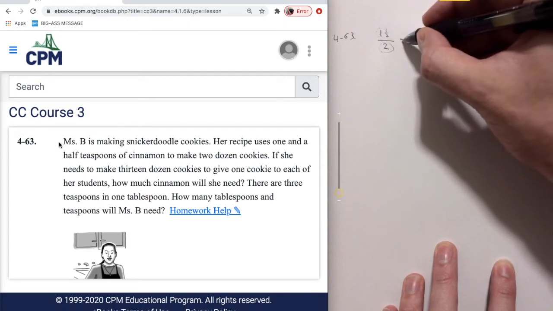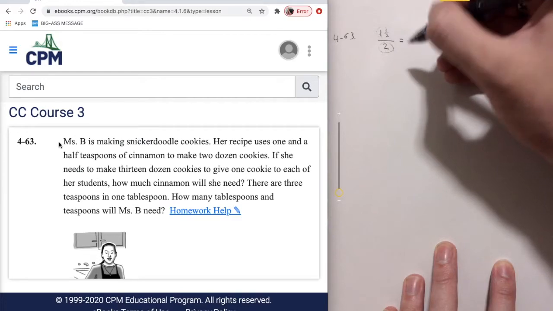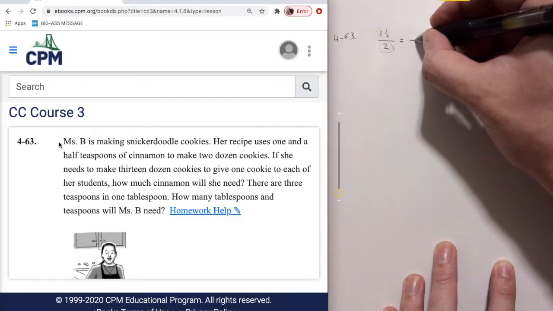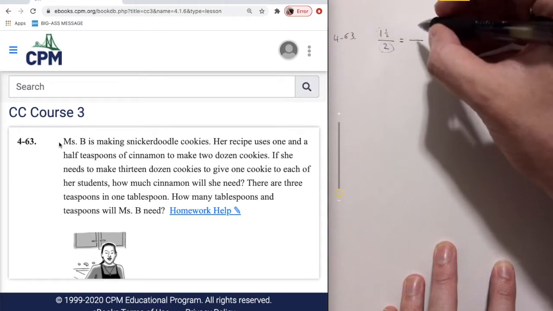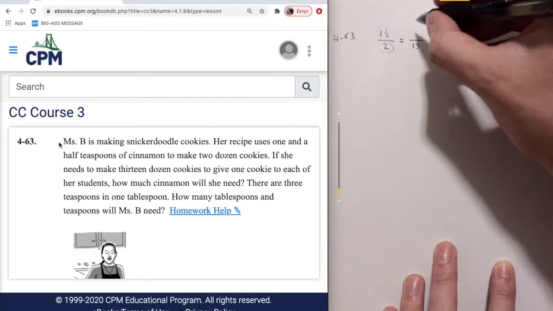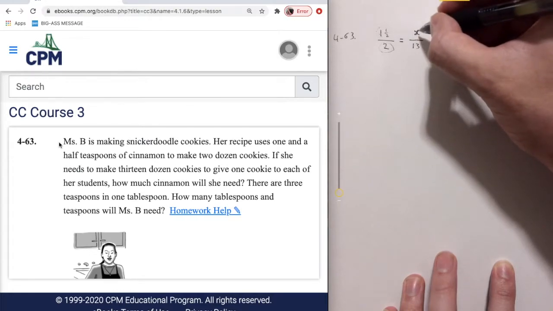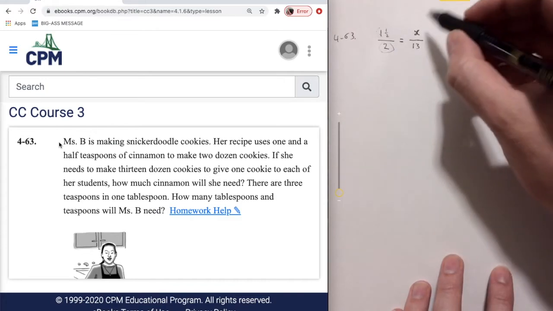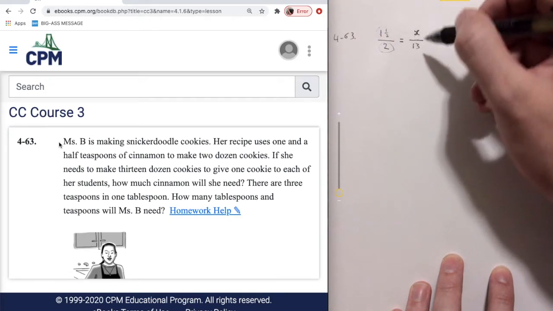So what we're trying to find is if we want 13 dozen cookies, how many teaspoons we need. So it's going to be the same ratio of teaspoons to cookies, but with some different numbers. So we know we want 13 dozen cookies. So the number we're trying to find, we'll put an X there, and X will be the number of teaspoons we need for these 13 dozen. So now we just want to solve for X, now that we have the two proportional relationships written.